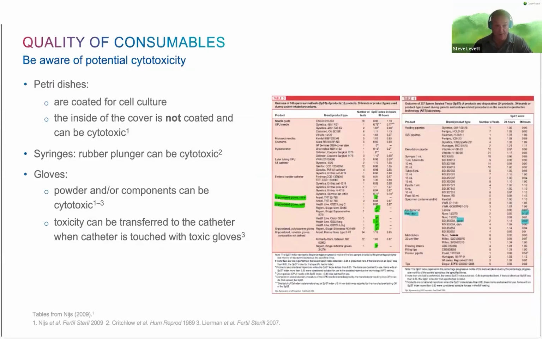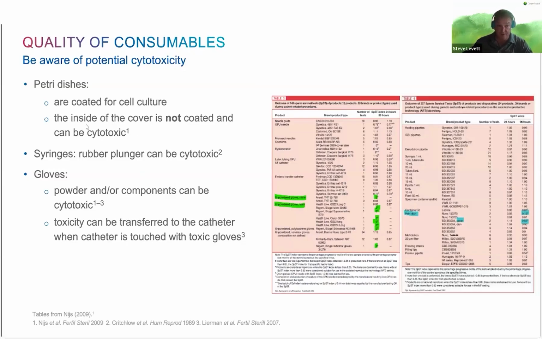The plasticware, the syringes, the gloves, and everything that we use, the PPE, is important. We need to use things that are not toxic to embryos. One of the things that's happened in the past is that they call it here a cover, but a lid. The inside of the lid of culture dishes is not coated in the same way as the dish itself, so they are not suitable for using biological material in.